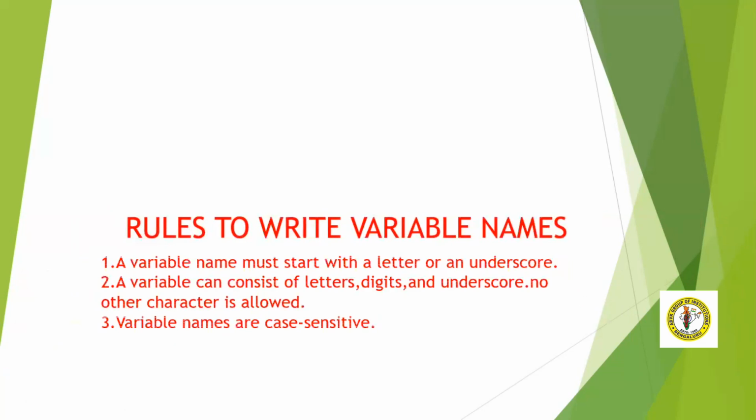Next, we will see what are the rules of writing a variable. So first thing is, a variable name must start with a letter or an underscore. It can be an uppercase letter or a lowercase letter. Then an underscore. A variable name does not accept any space. I cannot write a variable as sum space 2 numbers. It will be wrong. I can write sum underscore 2 numbers. It will be correct. Next, a variable name can consist of letters, digits and underscore, but no other character is allowed.